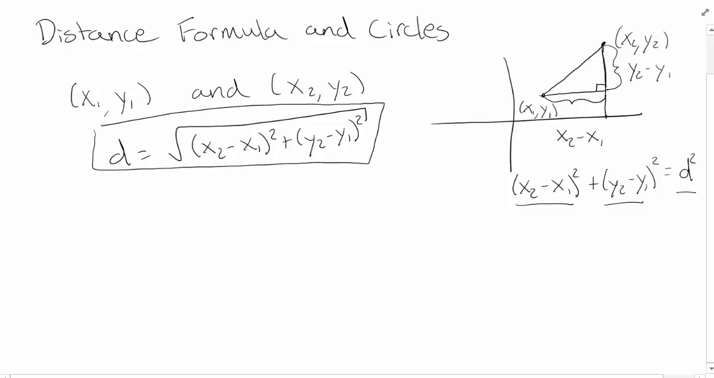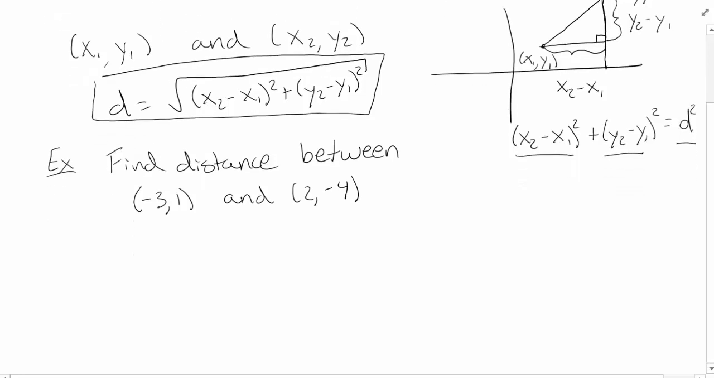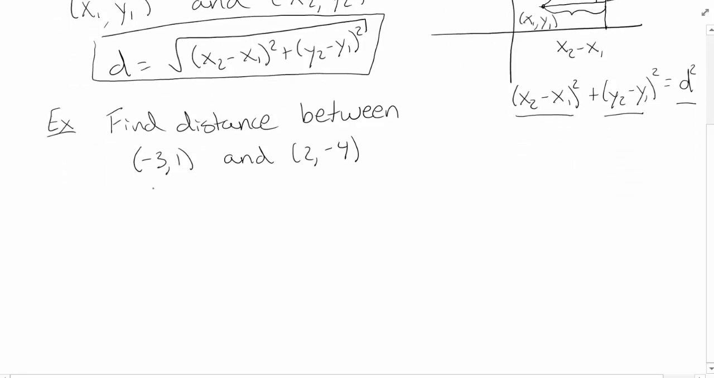So let's do an example. Let's find the distance between the 2 points. Let's go with our first point is negative 3 comma 1, and my second point is going to be 2, negative 4. Now it doesn't matter which one you call x2, y2 and which one you call x1, y1. So let's just say this first one is what I'm going to call x1, y1, and the second one is what I'm going to call x2, y2.